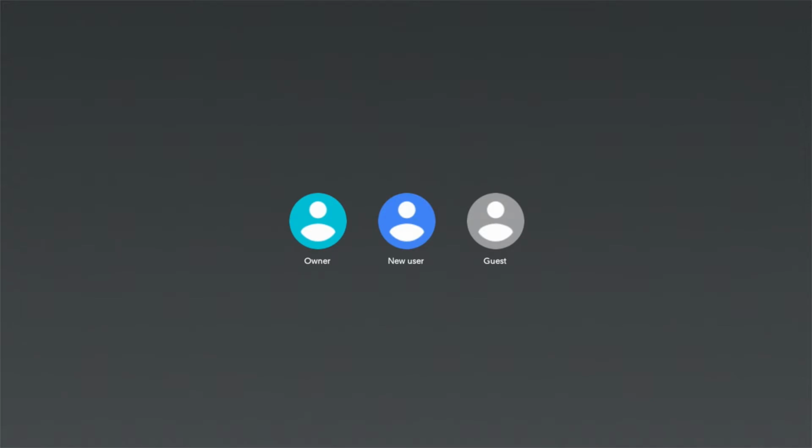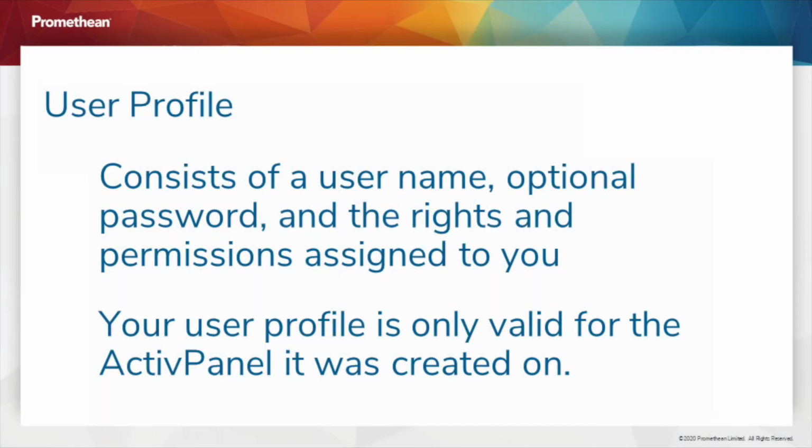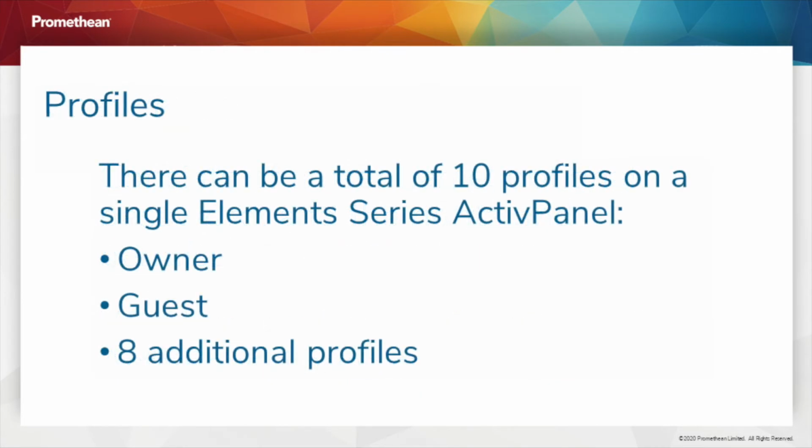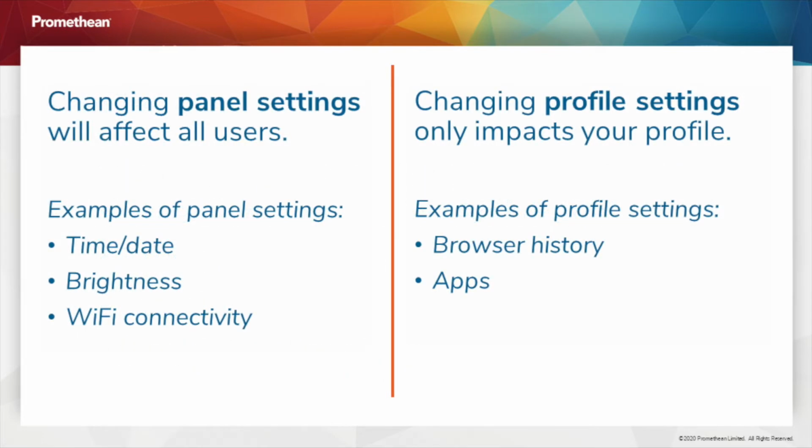First, let's cover a few basics. A user profile consists of a username, optional password, and the rights and permissions assigned to you. Your user profile is only valid for the active panel it was created on. There can be a total of 10 profiles on a single Element Series active panel: owner, guest, and 8 additional profiles. Changing panel settings will affect all users, whereas changing profile settings only impacts your profile.